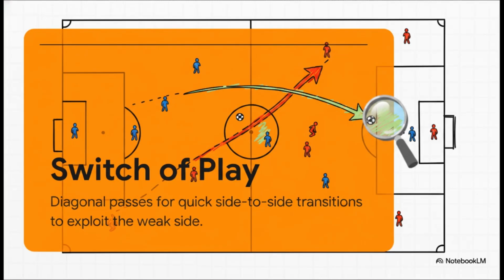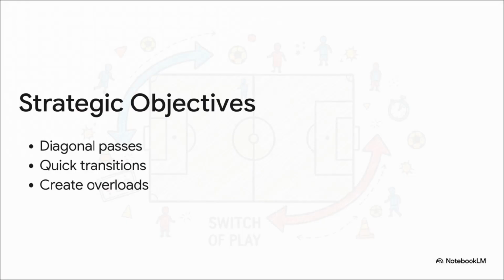So what exactly is a switch of play? Basically, we're talking about utilizing diagonal passes and those big cross-field balls designed for quick side-to-side transitions across the pitch. You see, when a team shifts the ball laterally with some real speed, they aren't just passing to pass. They are actively trying to manipulate the opponent's defensive structure. The absolute core objective here is speed. Think about it. Why do we want those quick side-to-side transitions? Because it allows us to exploit the weak side of the opposition.